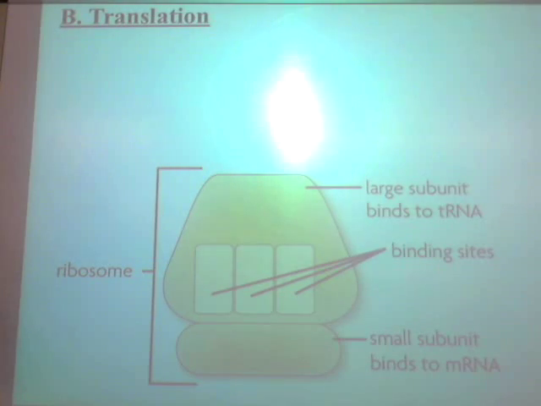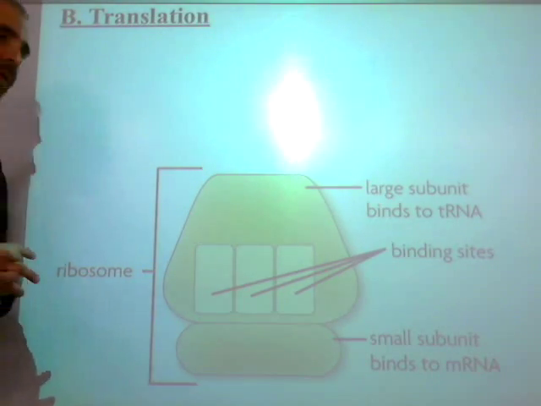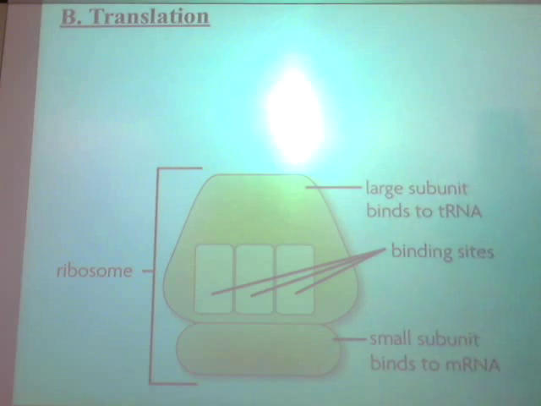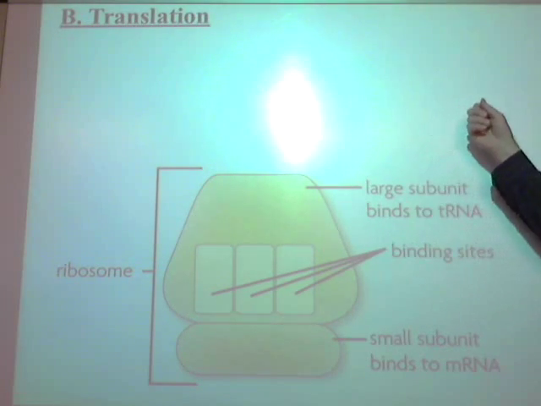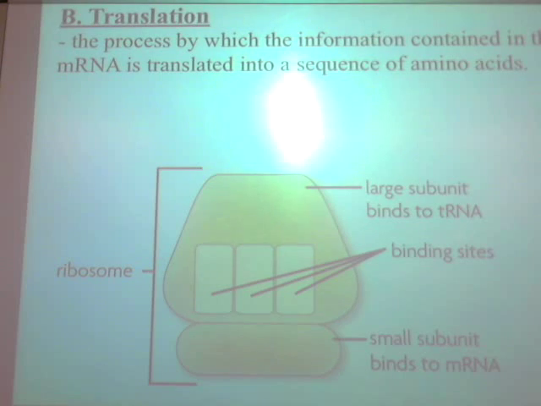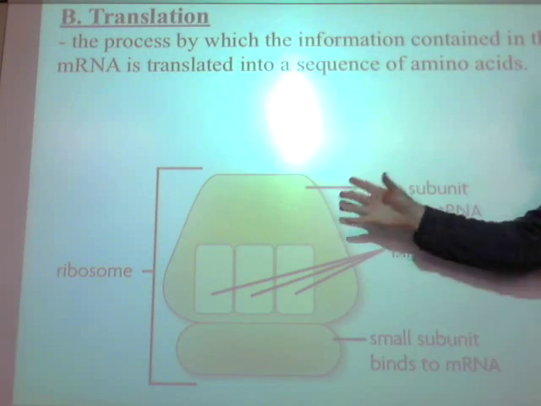The last part of the process of making a protein is called translation. What happens in translation is you take that information and you translate it into an actual protein. And that's done on a ribosome, and that's why there's a picture of a ribosome here, although it doesn't look like that.